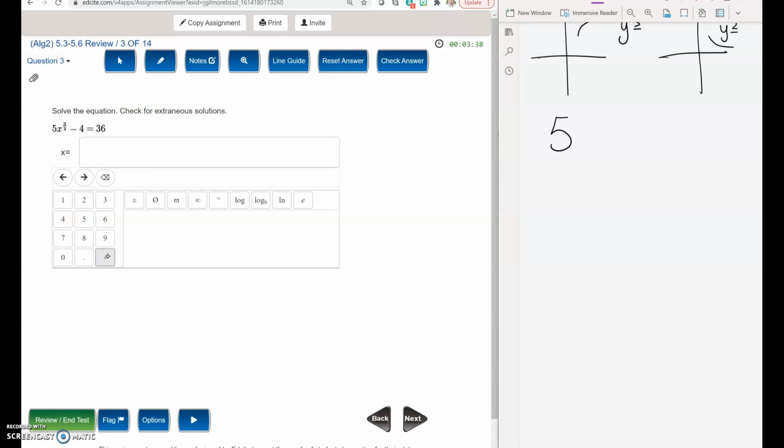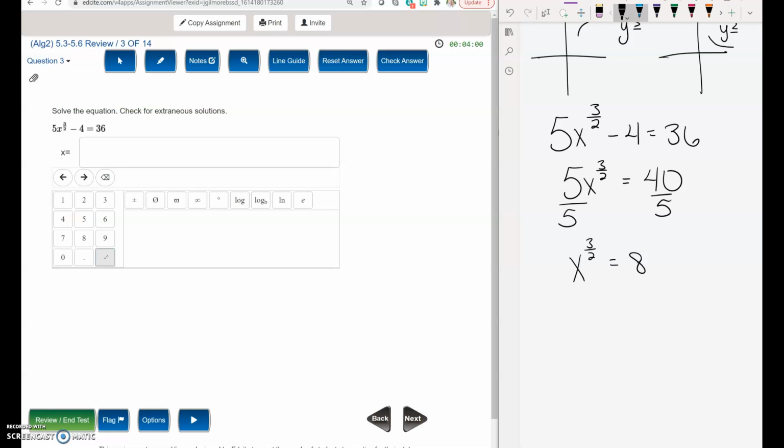Solve the equation. The first thing that we would do in this equation is add 4 to both sides. So we would have 5x to the 3 halves equals 40. Then we would divide by 5. X to the 3 halves equals 8. To undo an exponent of 3 halves, you want to raise both sides to the reciprocal of that, which would be 2/3.